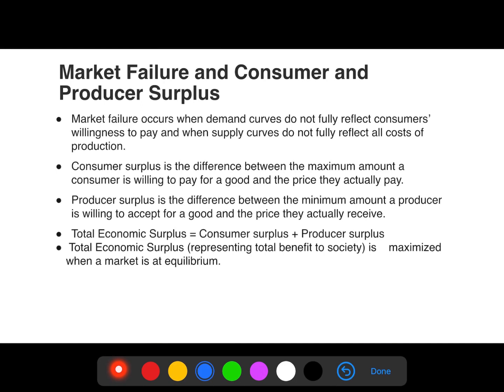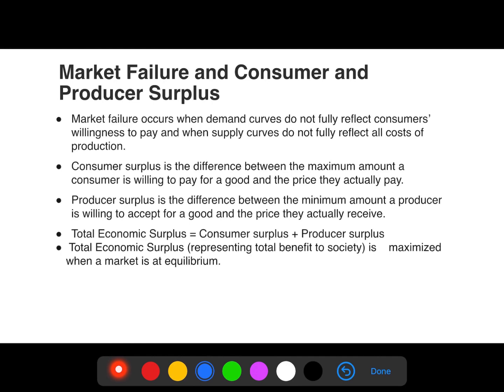Consumer surplus is the difference between the maximum price a consumer is willing to pay for a good and the price they actually pay. Producer surplus is the difference between the minimum amount a producer is willing to accept for a good and the price they actually receive. So consumer surplus, again, is that area above the equilibrium price and below the demand curve. Producer surplus is the area below the equilibrium price and above the supply curve.